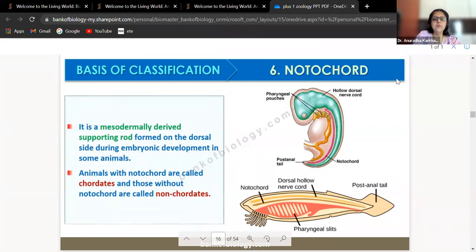What is the difference between nerve cord and notochord? Hollow dorsal nerves, in which the neural signals pass. And this is going to be your supporting system. Our notochord is modified to form the spinal cord. Okay, our notochord is modified to form the spinal cord.